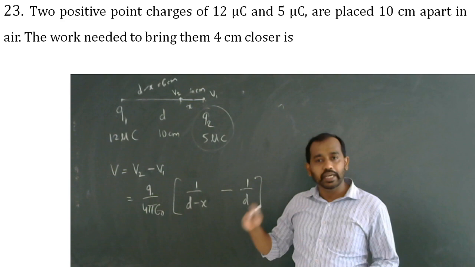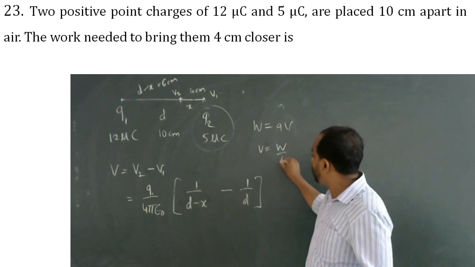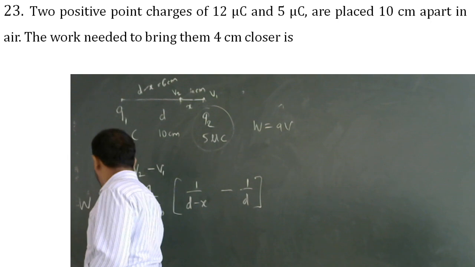If we need to find out the work done, we can use the expression: work done is equal to Q into V, or V is equal to W by Q. Potential is equal to work done per unit charge. So we are using the definition of the potential. Therefore, the work done will be equal to Q into V, where the charge which is moved, the test charge, is Q2. So we have to multiply the potential difference with the test charge, Q2.